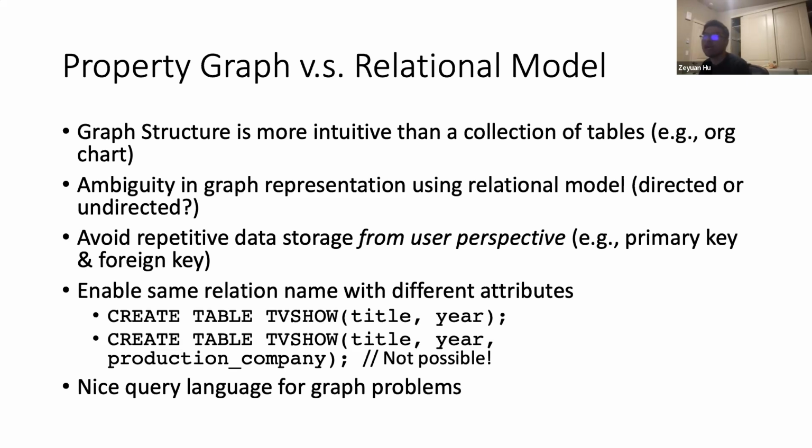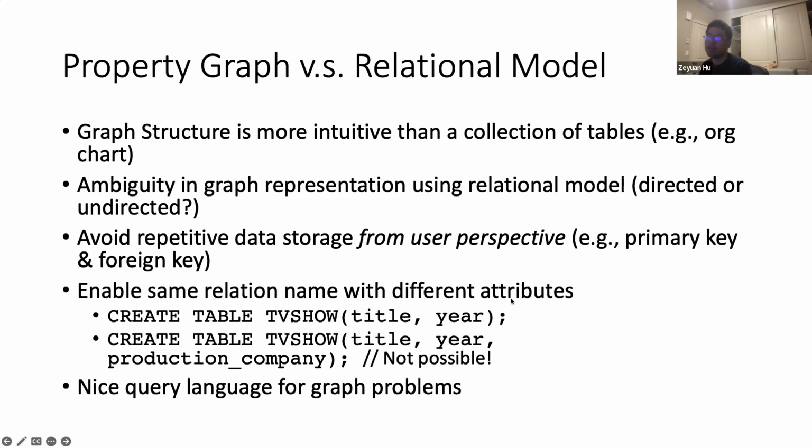The third is that we can avoid repetitive data storage from the user's perspective. Say we don't really need foreign keys or primary keys in a graph. I'm not saying that we don't need them, I'm saying that we don't make them explicit. In a relational database, after you create a table, you need to explicitly specify this is the primary key and this is the foreign key, to make such a connection. In a graph, the connection is already built in as part of the graph model.